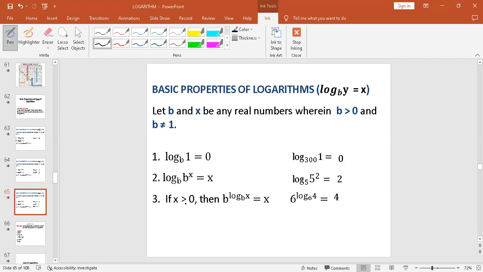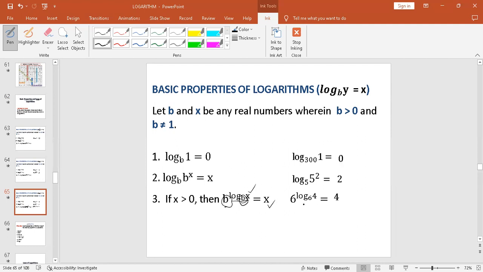If x is greater than 0, then b raised to log of x to the base b is equal to x. In the third property, this is written in exponential form, right? But the exponent is expressed in logarithm. If this is the case, wherein the base is raised to log of x to the base b, and the bases are the same, whatever the value of x is, that would also be the answer.